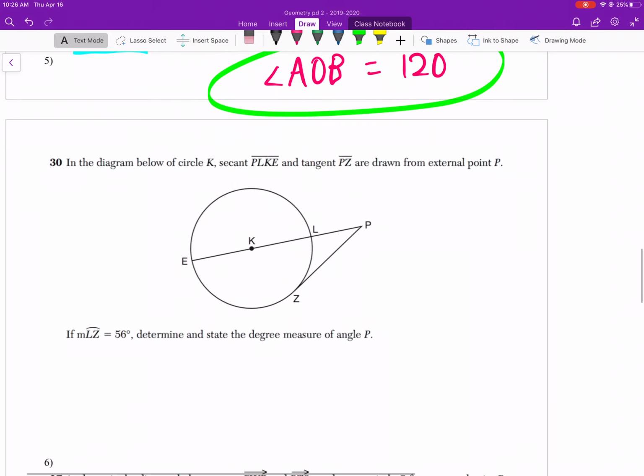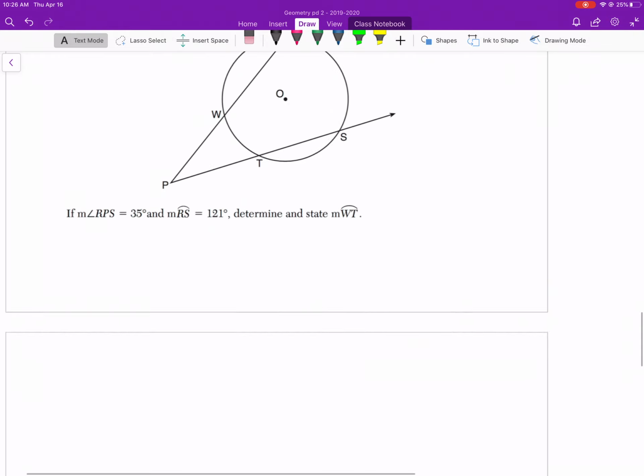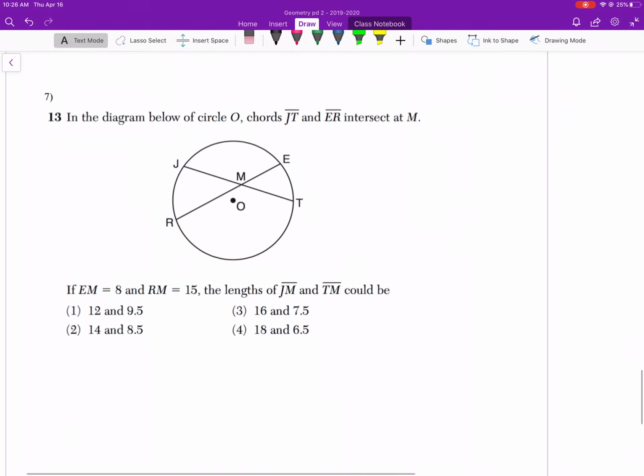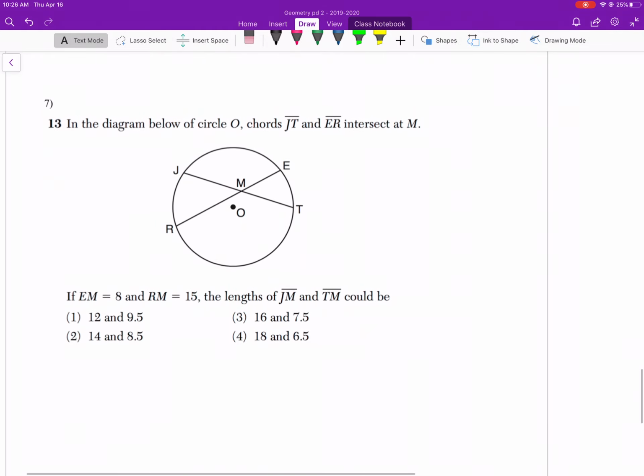Alright, so try these problems on your own. You got an exterior angle, a couple exterior angles, and then this question has to do with the segments that are formed by intersecting chords. So if you're not sure about this one, check your notes from the intersecting chords day where we talk about segments.